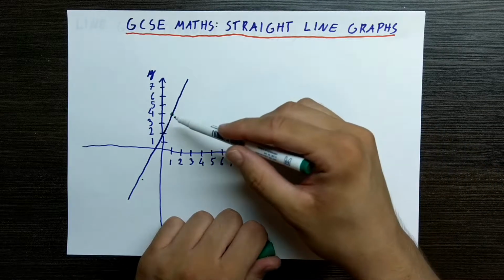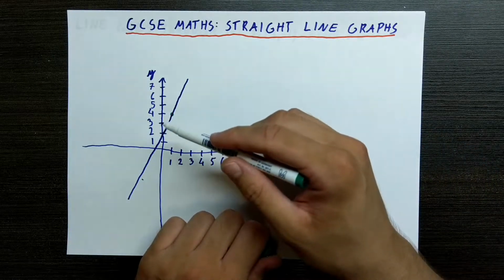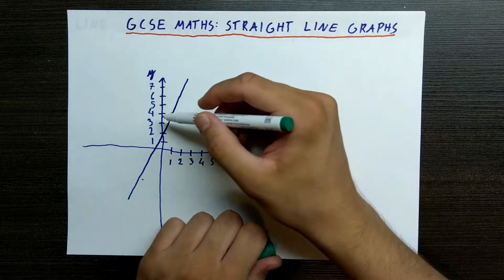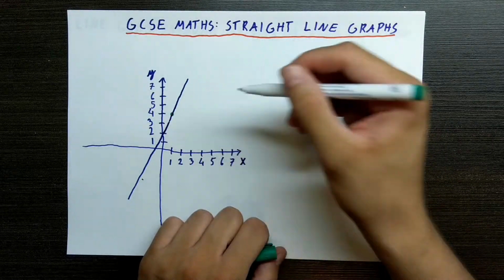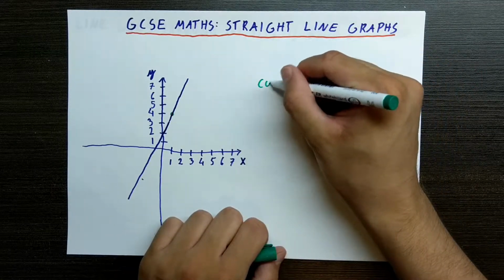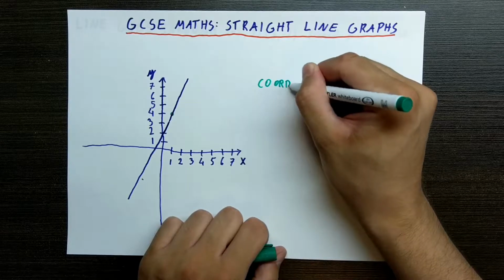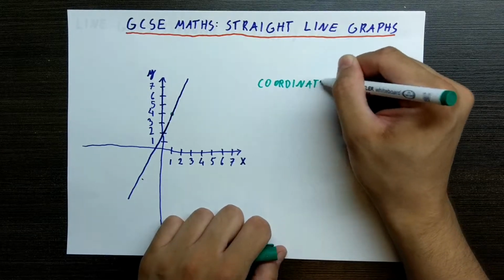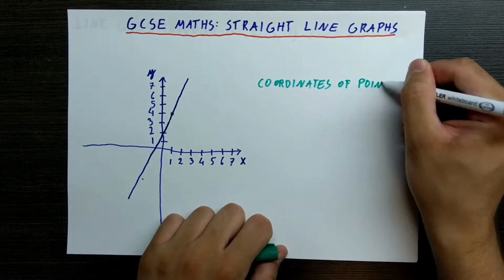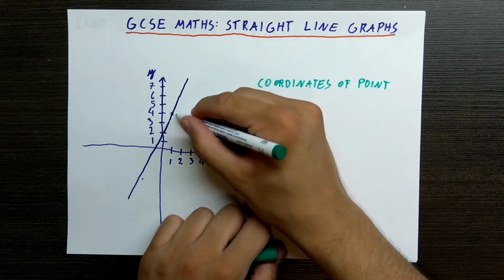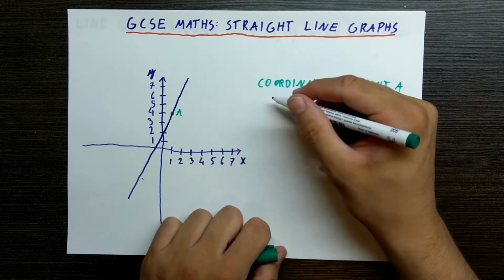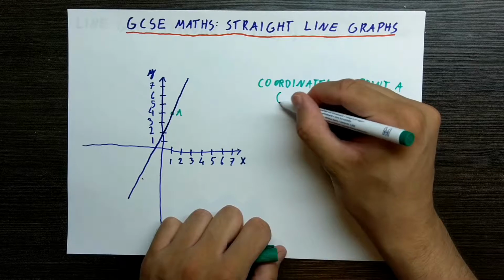Now that point has its coordinates. Coordinates are basically expressed in this way, so I will show you. Coordinates of point, and we're going to call it A, point A. So coordinates of point A go as so.